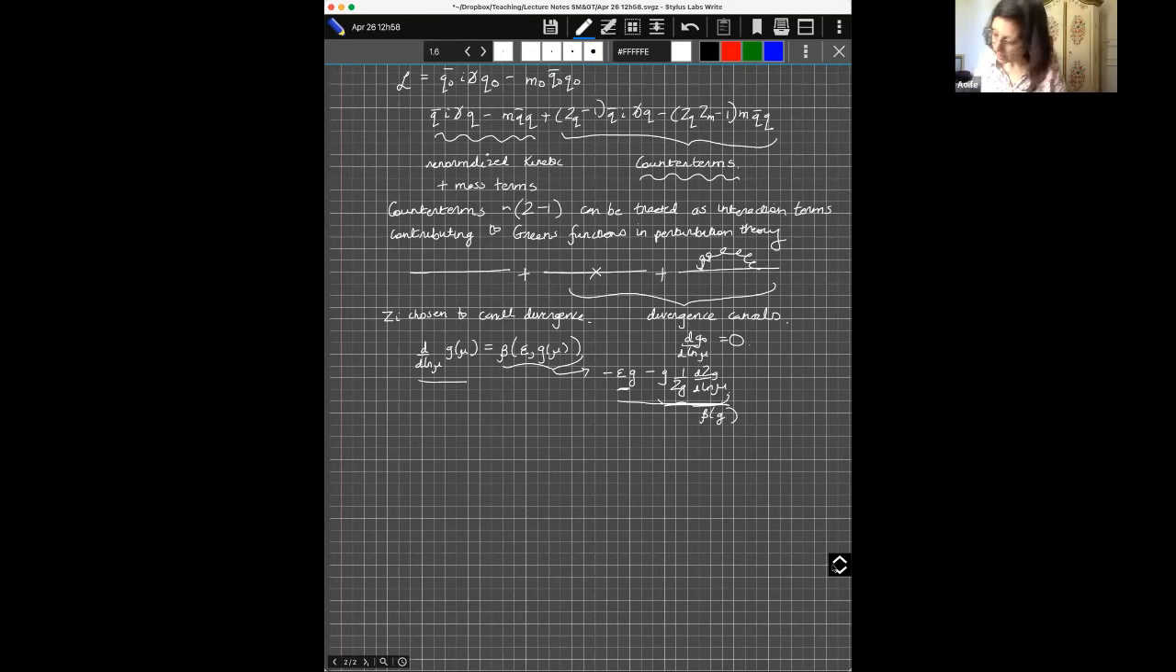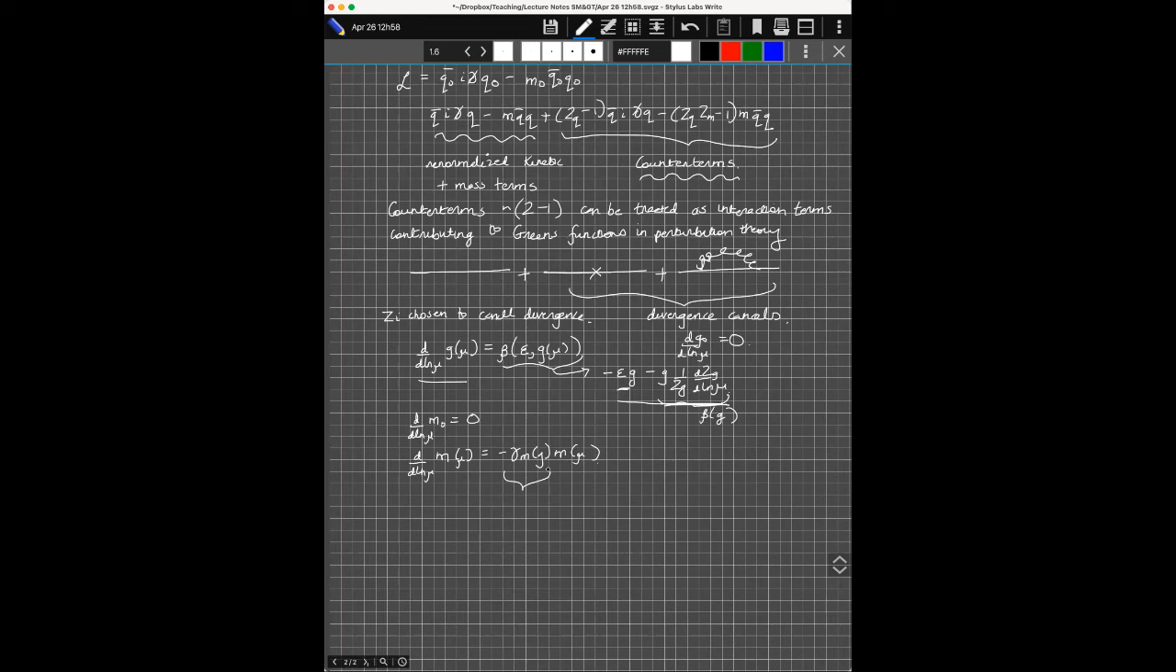What about the running of the mass? We do it in exactly the same way. We say d by d ln mu of m0 is equal to zero. Therefore, we find d by d ln mu of m(mu) is equal to minus gamma m times m(mu). So what is this gamma m? Anomalous dimension. Yeah. So what does it tell us? Well, it tells us what I just wrote down.